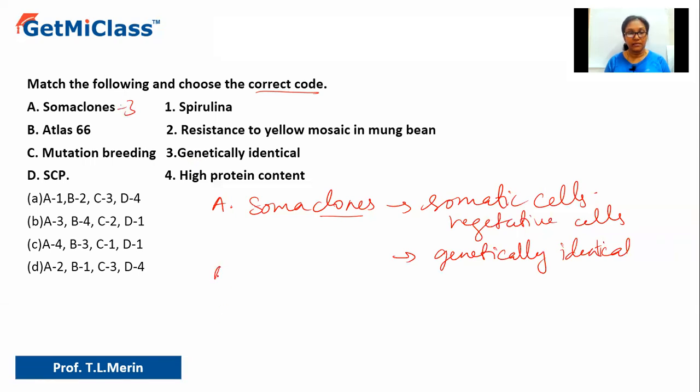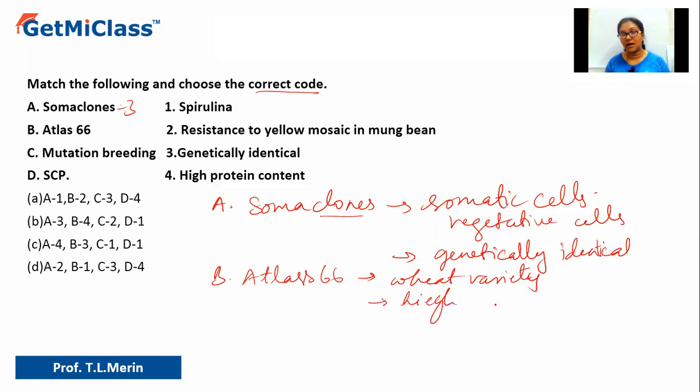Now B1, let us see. It says Atlas 66. So what is this? This is a type of variety, a wheat variety, which consists of high protein. So here it will match up with option 4.